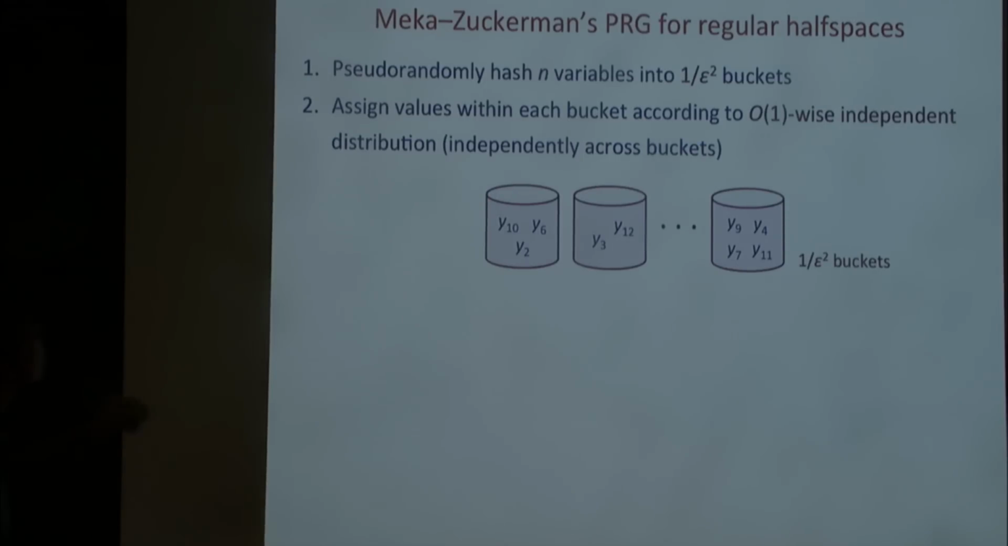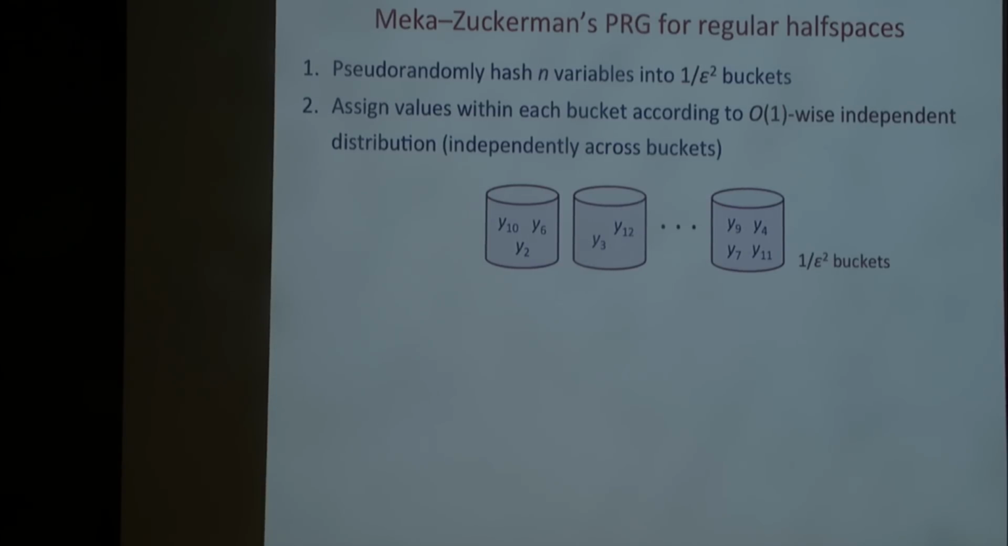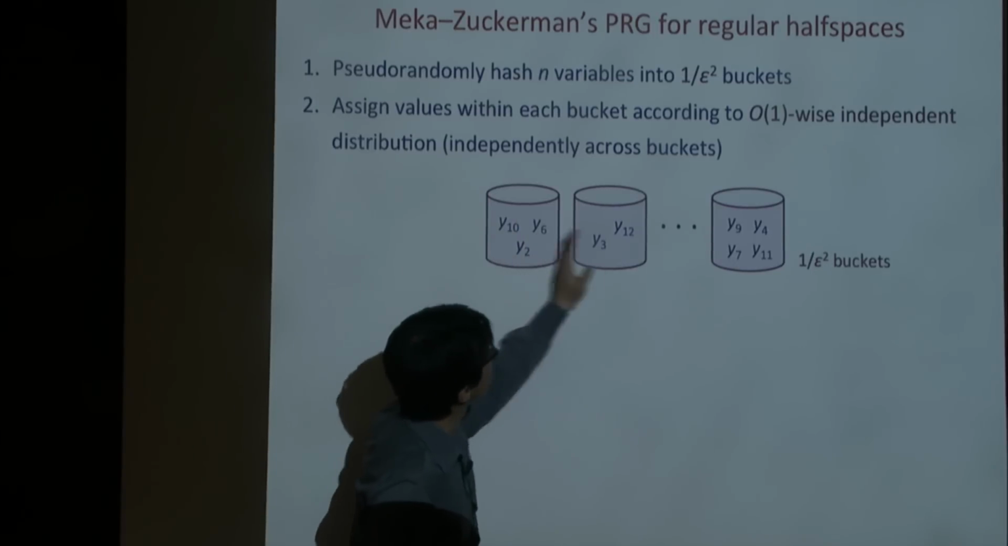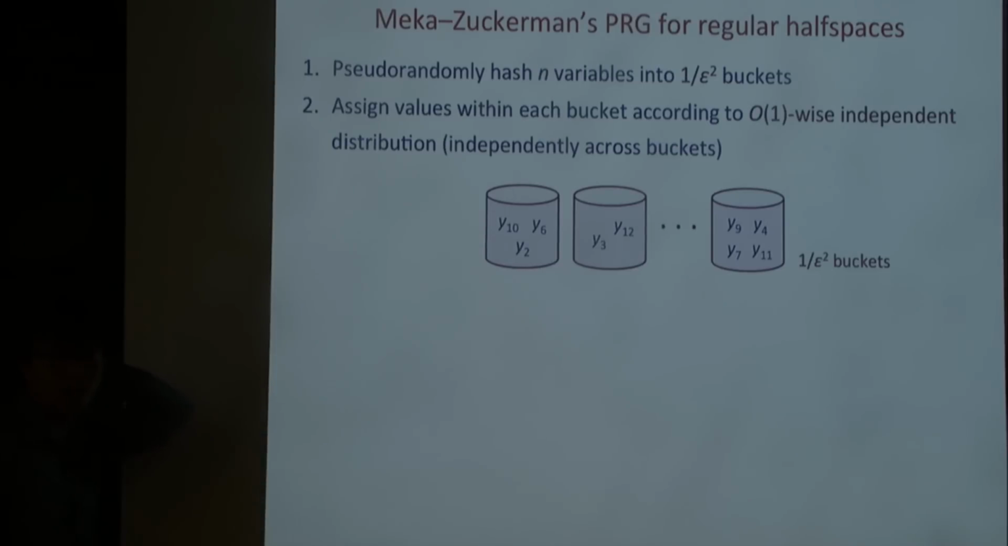So let me spend one more slide on the PRG. The parameters are perhaps not super important, but the structure of the PRG is what we are going to use a lot. So your job is, using as few random bits as possible, to assign values to n bits. The first thing you're going to do is hash the n variables into 1 over epsilon squared buckets. So there are many, many variables in each bucket. And then you're going to assign values within each bucket according to a constant-wise independent distribution. And then you're going to do it independently across buckets. So within a bucket, you're not doing it independently, but across buckets, you're doing it independently.